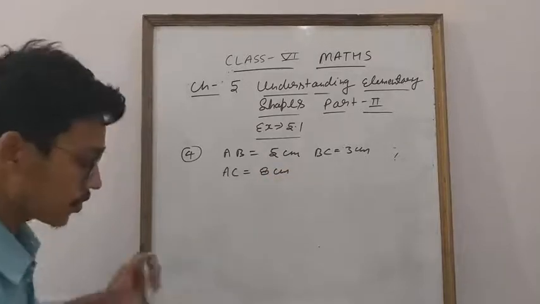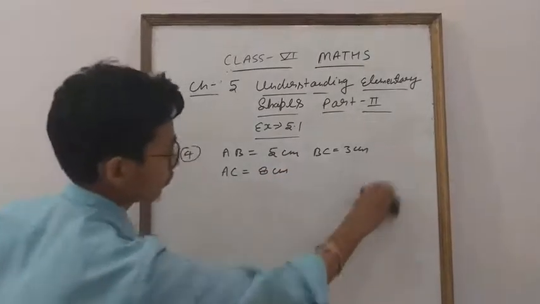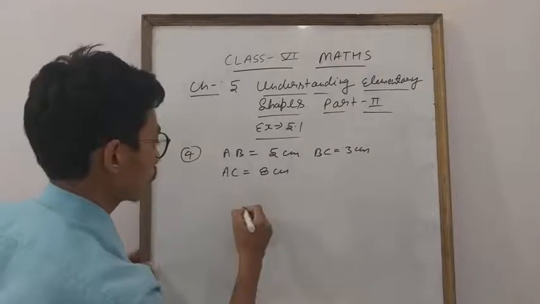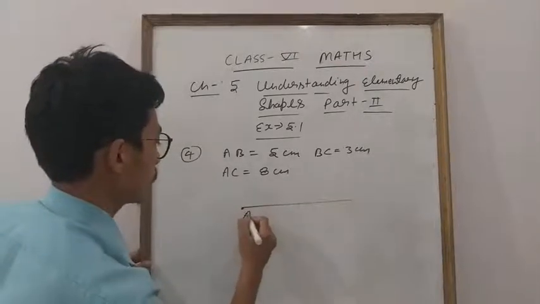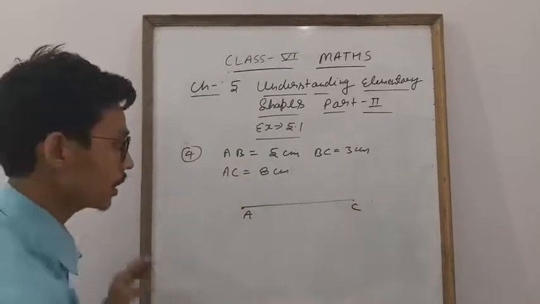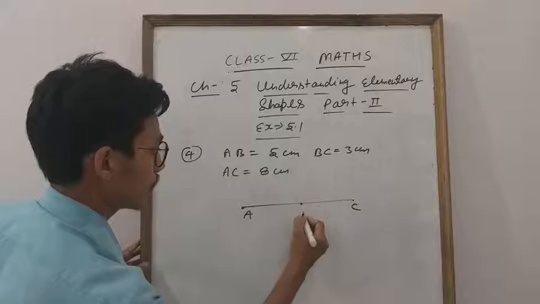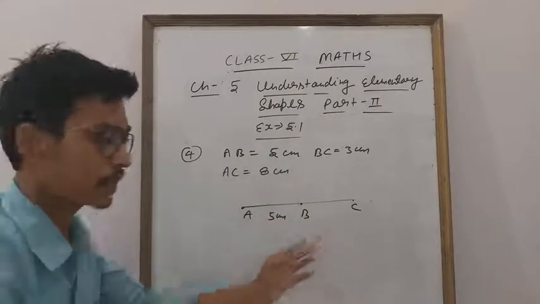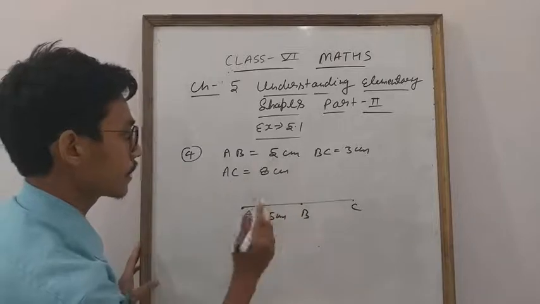So tell me which line you will draw first. Use your common sense, everyone. Which one is longest? AC is longest. You will draw AC first. This is our A, C. Now next it is given AB equals 5 cm, student. So AB should be there. Let us assume this is 5 cm. Now what remains? BC. BC is given 3.